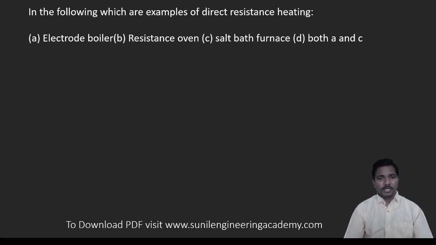Which of the following are examples of direct resistance heating? We have electrode boiler and also salt bath furnace as direct resistance heating. Resistance oven is not direct, it is the indirect case. So the answer is option D, both A and C. Coming to the next one.